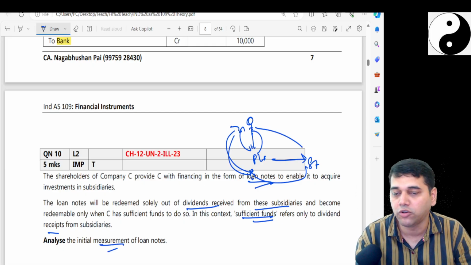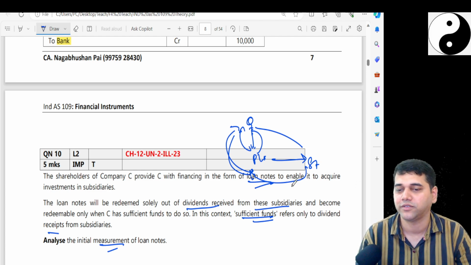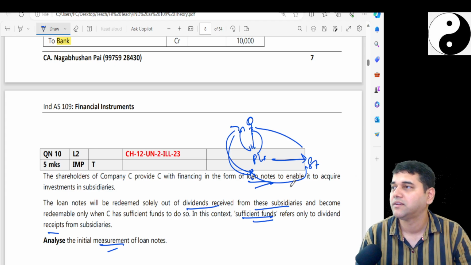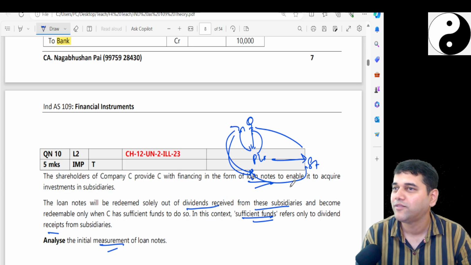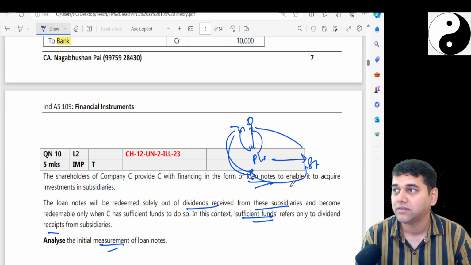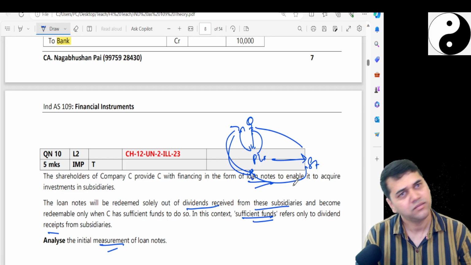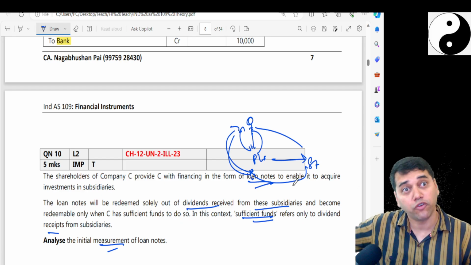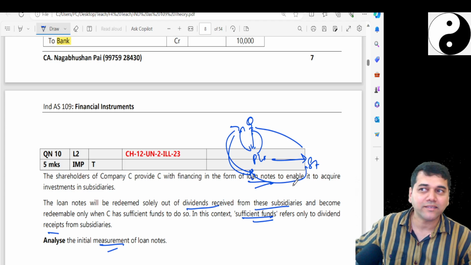How do I measure this loan note? Yes, tell me, students, how do you measure this loan note? It's a financial liability. For whom is the financial liability? See, do you have a contractual obligation to pay cash? No. Then can you avoid that cash? Yes, because I can always say no. Can you force that subsidiary to pay the dividend? No. You can't ask them. Then what is it?